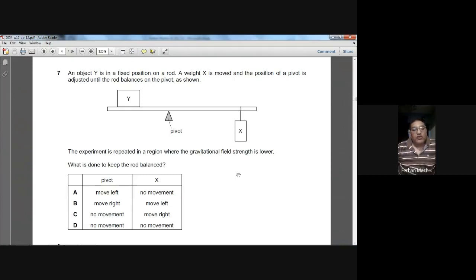So if you move it to another location where the G value is less, you don't have to do anything. The pivot, you don't have to move. X, you don't have to move. No movement. So for question number 7, D is the answer. I hope you understood this question.